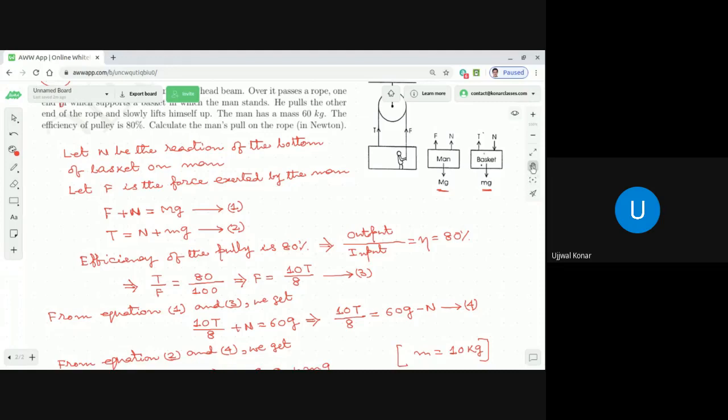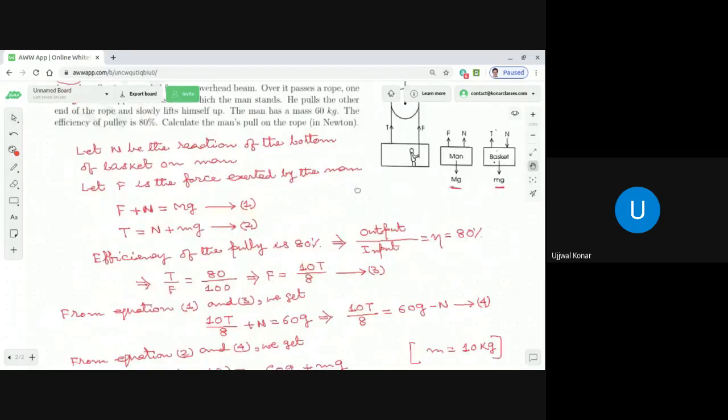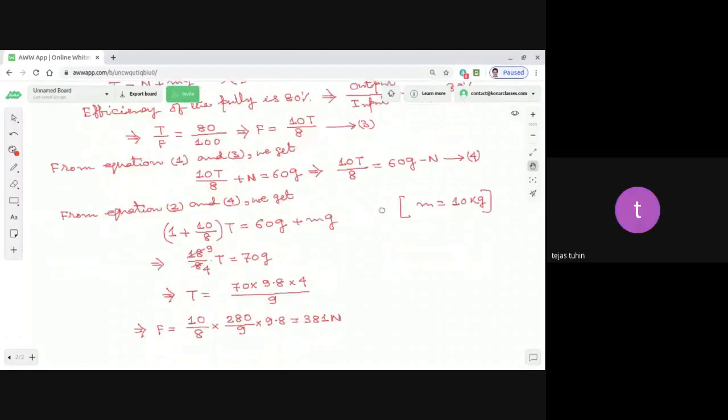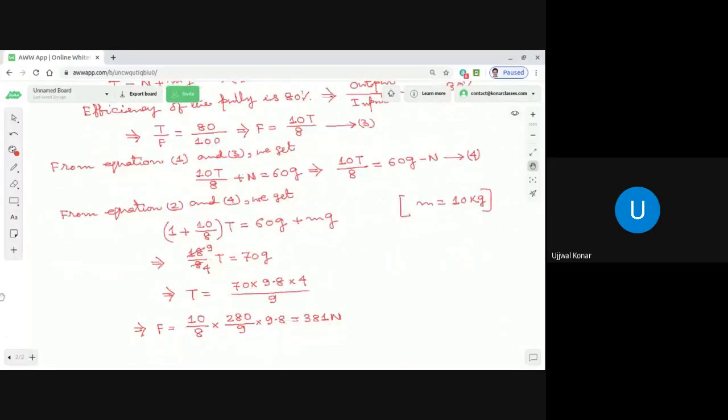So if things are clear, Tejas? It is absolutely clear. Yes, sir. Okay, then we can proceed to the next question. Okay, so let me pull the next question and we will discuss accordingly.